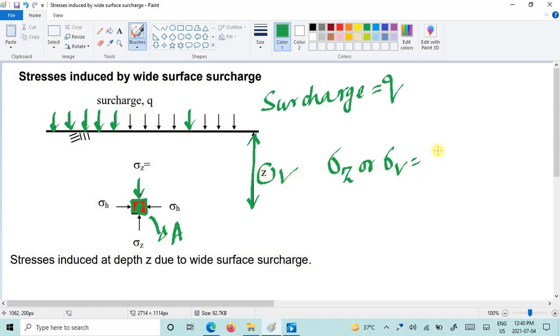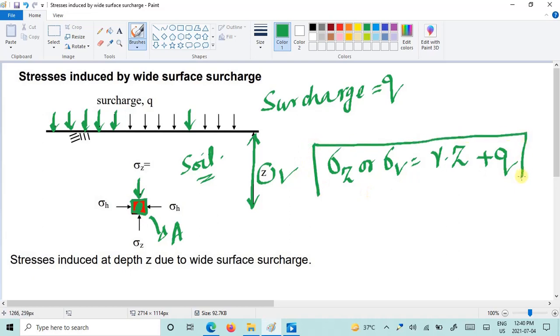So we can simply multiply the unit weight of this soil, and if I name it this, and the depth Z, and just simply add the surcharge. That's how you find out the vertical stress at any particular point induced by a wide surface surcharge.